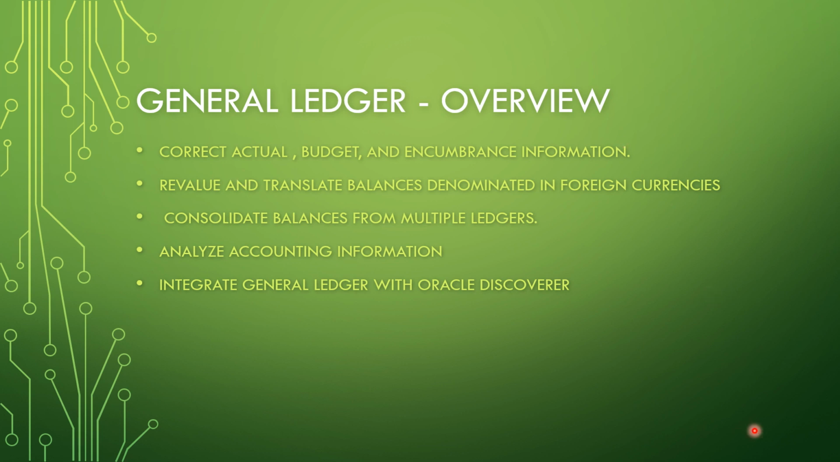General ledger overview. So like the previous slide, you can correct actual, budget, and encumbrance information. Encumbrance comes along with budget. Suppose you are creating a purchase order, there is an encumbrance slab given to it. So there the encumbrance accounting will generate in the budget. What is the difference between actual and budget?